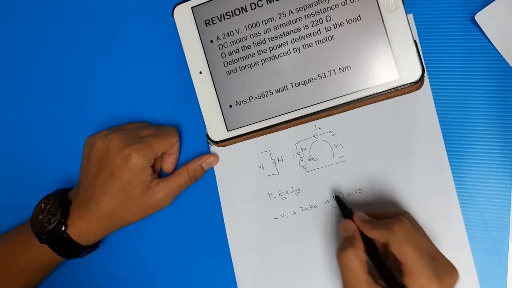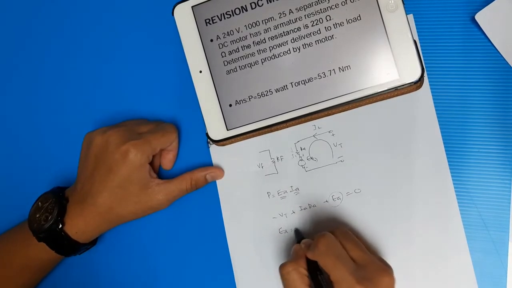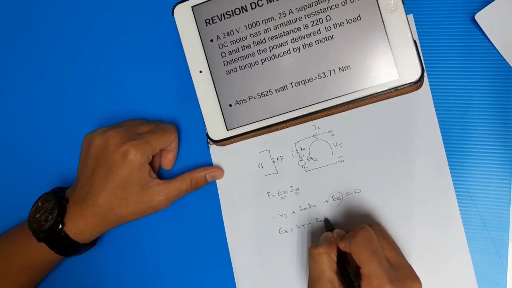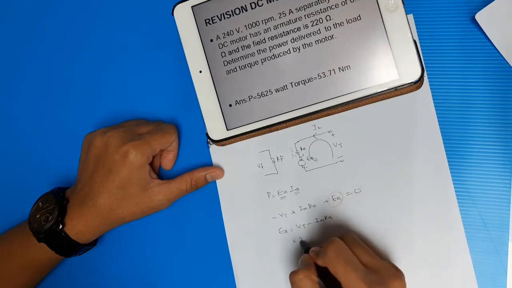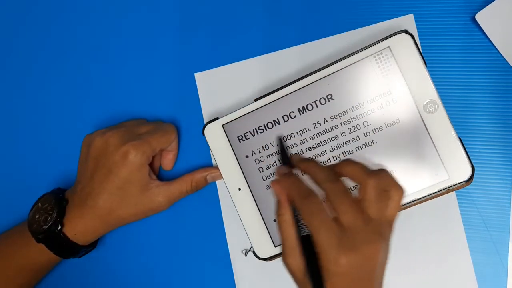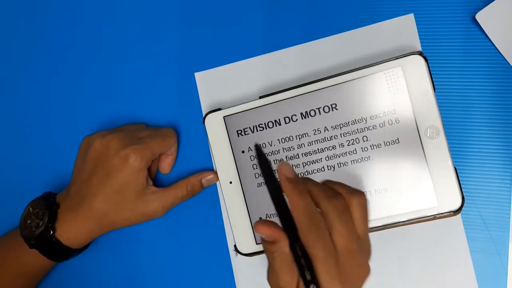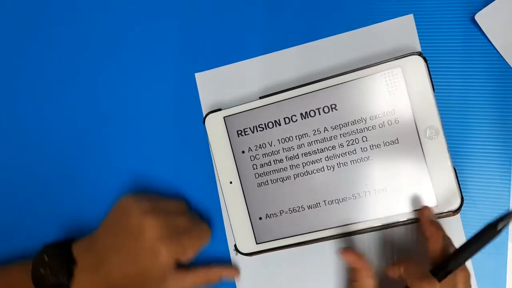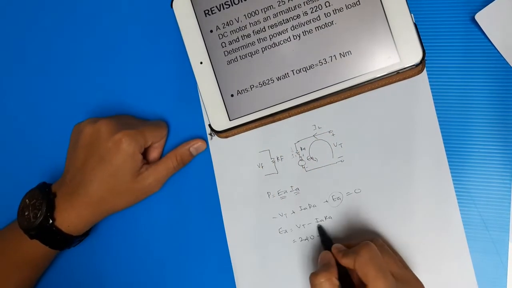So you can rearrange this equation in terms of EA. So EA equals VT minus IA RA. Okay, so VT equals 240 volt. The parameters given are all rated values, especially voltage and current, because voltage and current come from utilities. Okay, so 240 minus IA.